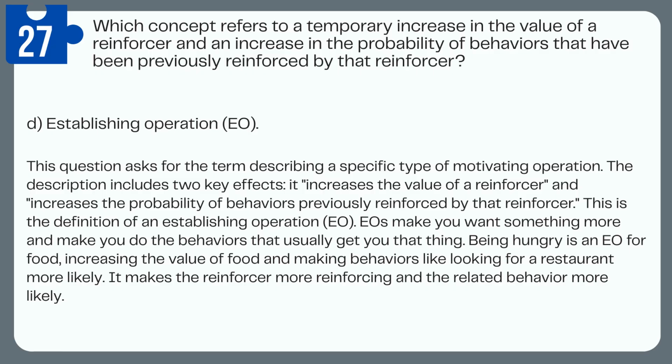EOs make you want something more and make you do the behaviors that usually get you that thing. Being hungry is an EO for food, increasing the value of food and making behaviors like looking for a restaurant more likely. It makes the reinforcer more reinforcing and the related behavior more likely.